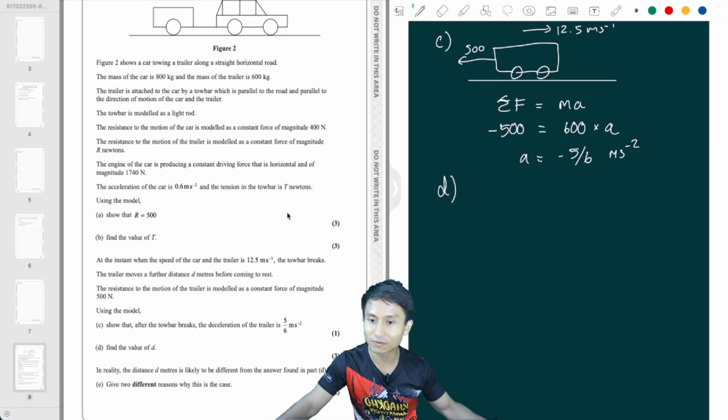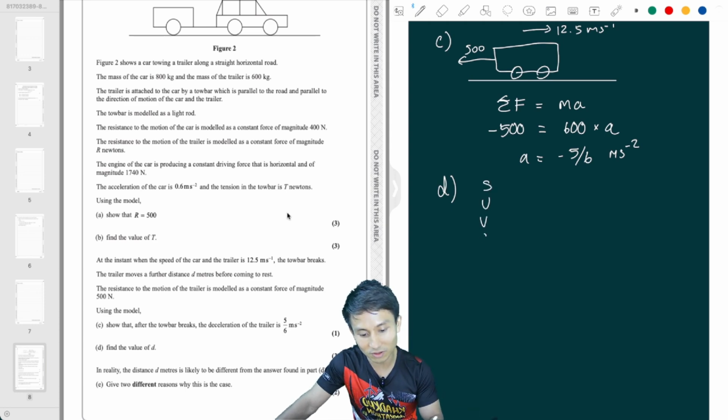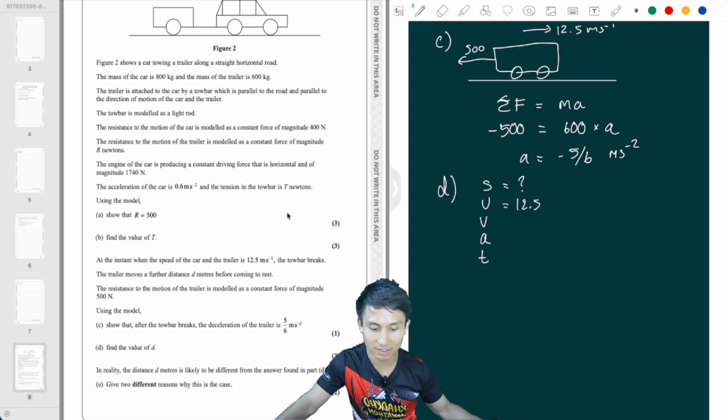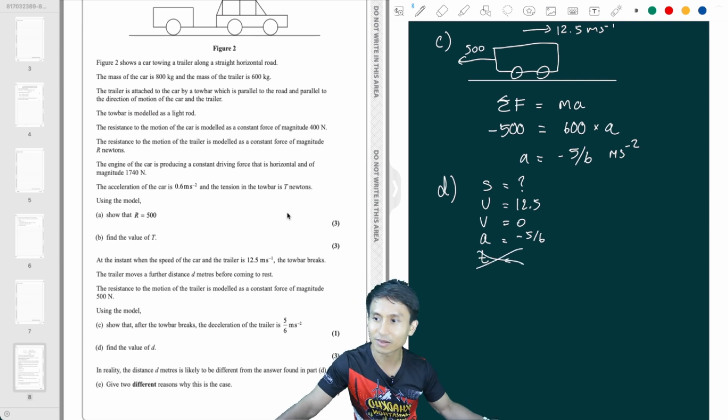D, find the value of D. So D is the distance moved before coming to rest, right? So this is SUVAT, because you are given the velocity there. If we draw everything out here, S we want to find, U is 12.5. That is just when the towbar breaks. V is 0 because you need to stop somewhere. A is negative 5/6, right? And T, we don't care, nothing to do with it.